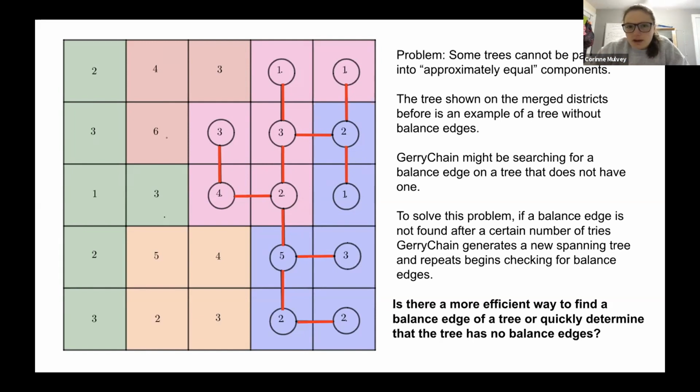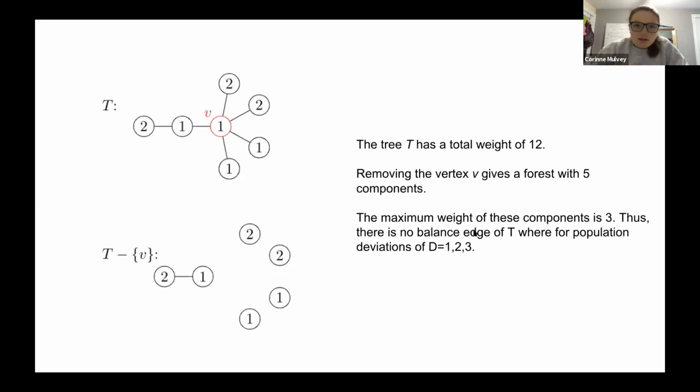is there a more efficient way to determine if a tree doesn't have a balance edge, and can I find one more efficiently than just checking at random? So for instance, here's a very small tree that has a total weight of 12. Every node is weighted with some population. You might be interested in whether this tree has a balance edge, and you might quickly determine that it doesn't. But one property that this tree also has is that when you remove the vertex V shown in red, it gives a forest with 5 components, and none of these components have approximately half the population or half the total weight.